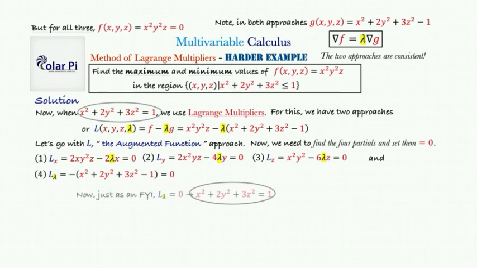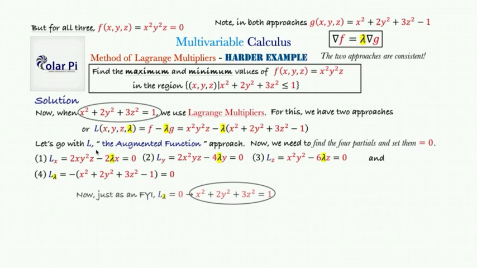Well, if we take the partial with respect to lambda equaling 0 from the L function, what we're going to get is that this is equal to 0. Well, we can divide on both sides by -1, and then we could add 1 to both sides to get this. This here is equivalent to the constraint function.